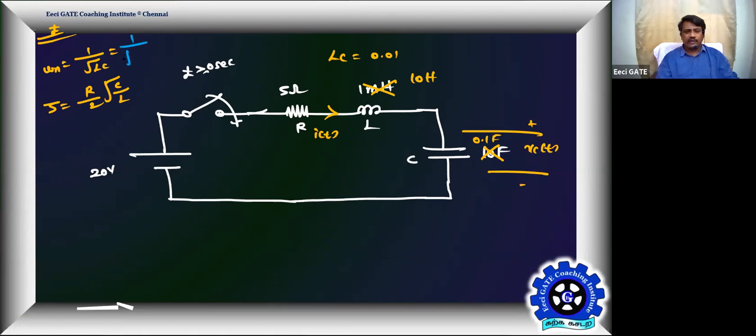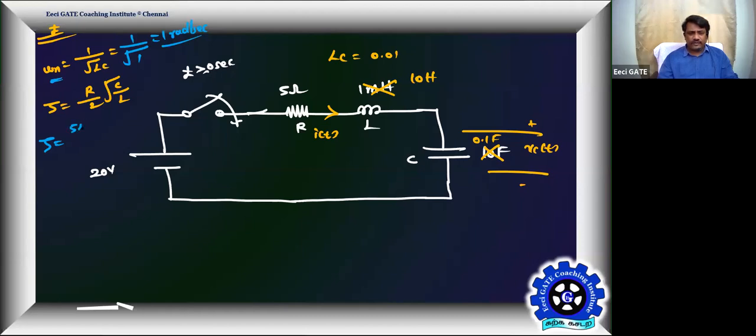1 by root of L and C product, 10 into 0.1. That is going to be 1, right? Yes. So it is going to be 1 radian per second. So omega n is 1 radian per second. Here zeta, please.